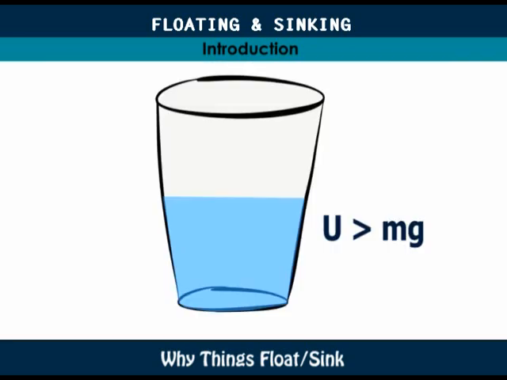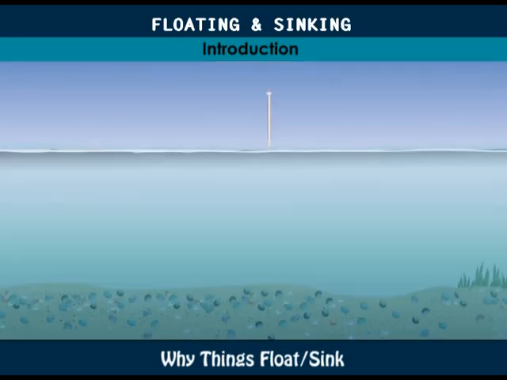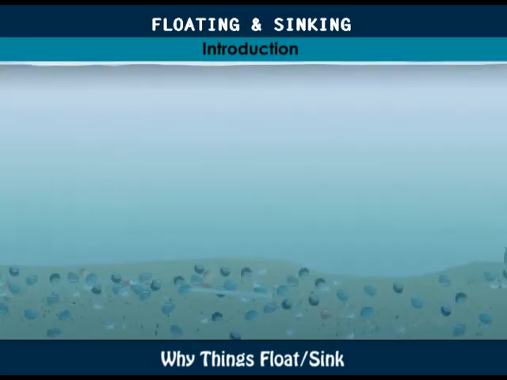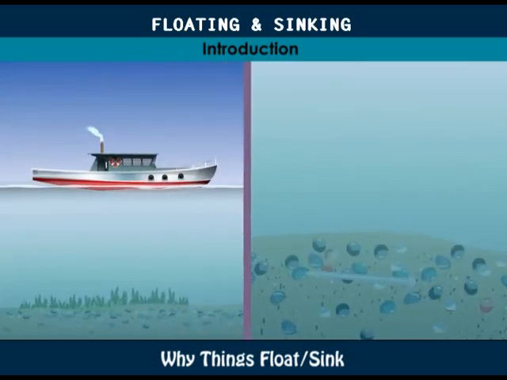When this force is greater than the weight, the object will float. But when the weight is greater than the upthrust, the object sinks. So, why would a small nail sink in water, and yet a huge steel ship floats on the same water?